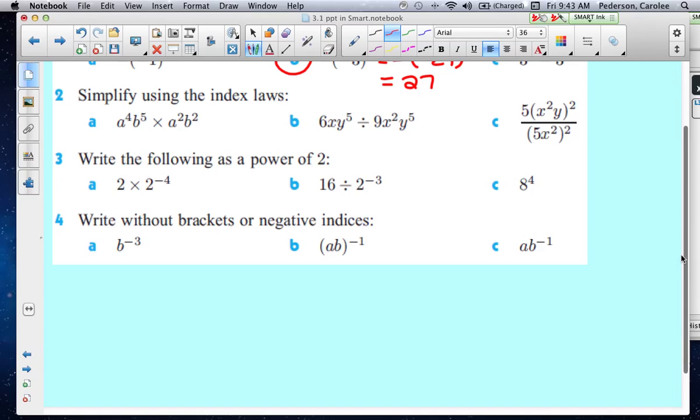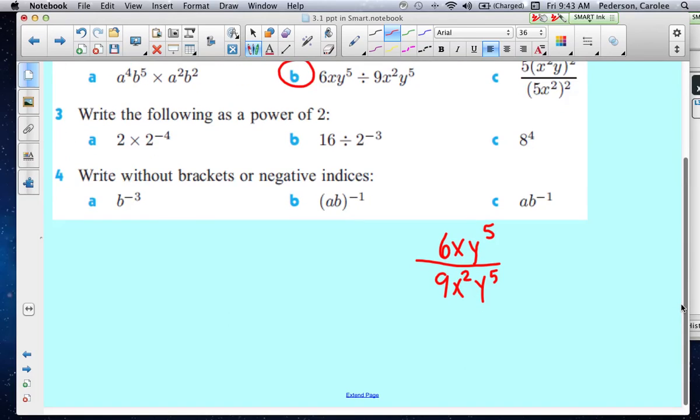Let's do question B. Let's reduce those two exponentials. So we have 6xy to the 5th over 9x squared y to the 5th. What do I do with that fraction now? What do I reduce? X to the what? Yep, so we can cancel the y's, because I have a y to the 5th and the y to the 5th in both the numerator and denominator. And then my x's, how many x's can I cancel out? I can cancel one x out, okay.